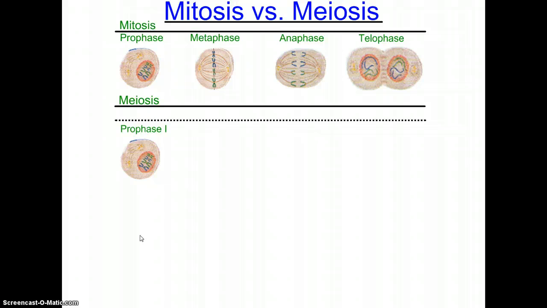Ladies and gentlemen, because these chromosomes line up so close, it allows something to happen called crossing over. And this crossing over is what gives us some of our genetic variability. So, who knows what crossing over is? Yeah, no one does because we haven't talked about it yet, but guess what we're going to do now?